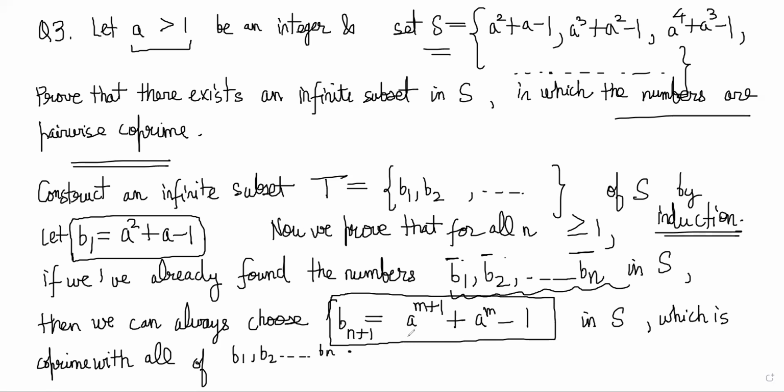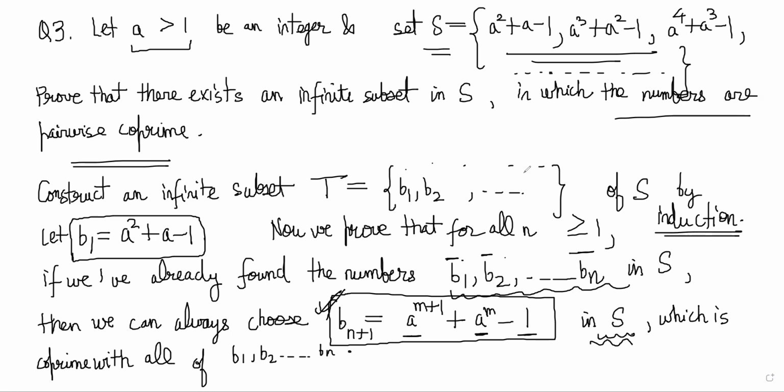The induction step is saying that we can always construct a new element in that subset. The new element will be a^(m+1) + a^m - 1, and that will be a part of the original set S. And this will become the next term in my subset T, such that this new term is co-prime with all of the existing terms. If the new element that we add to our subset is already co-prime with everything in the existing subset T, then the condition of the problem is satisfied.